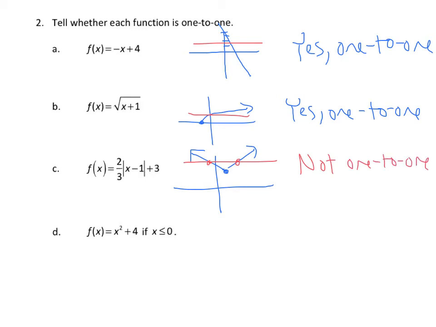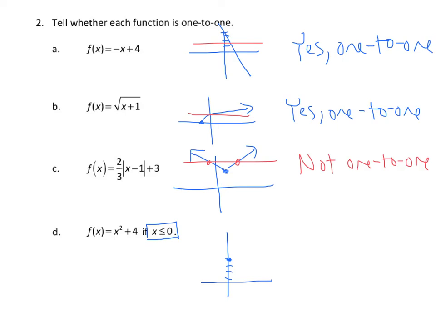Okay, and this final example, x squared plus 4, if x is less than or equal to 0. Now, if we graph x squared plus 4, we're taking our parabola and just shifting it up 4 units, 1, 2, 3, 4. So the vertex is right here, but we're only supposed to graph it when x is less than or equal to 0. So that's on the left side of the y-axis only.